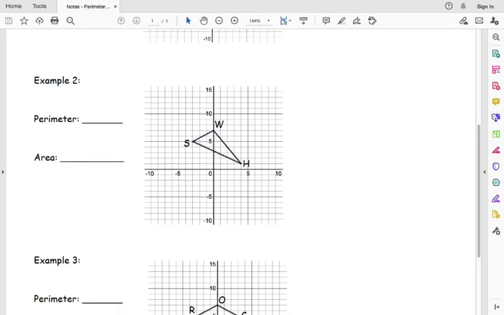Okay, so first I'm going to calculate the perimeter. So I'm going to find the length of WH first by doing my change in, I'm going to rewrite the formula here just so you remember it. Change in x squared plus change in y squared, and taking the square root of that.